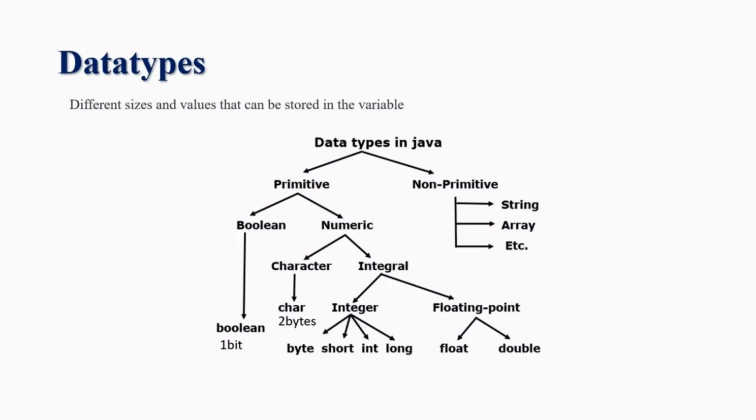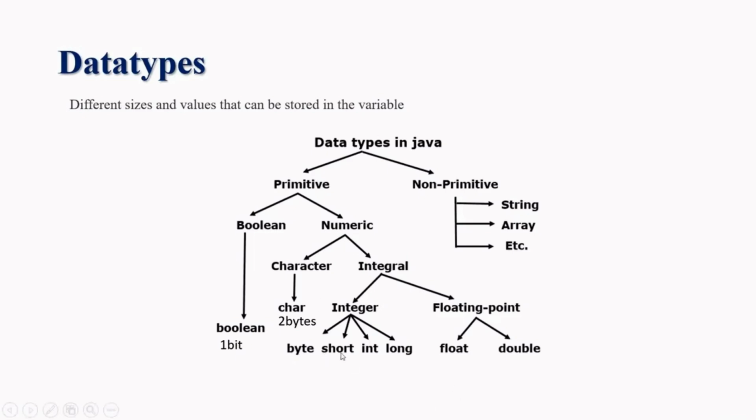It has a char data type and it has 2 bytes of memory. 2 bytes means it stores 16 bits of information. Integral means it's a number format. Integral contains integer and floating point numbers. Integer means it's a numerical value. Floating point means it's a decimal value. It accepts only decimal values.